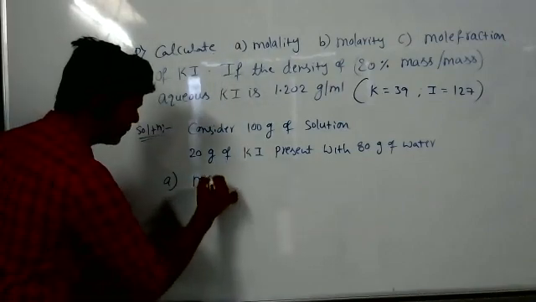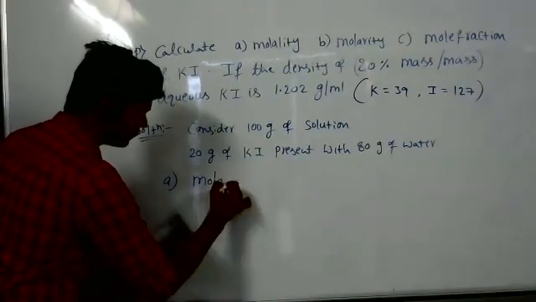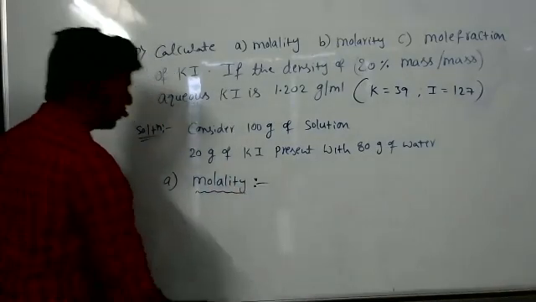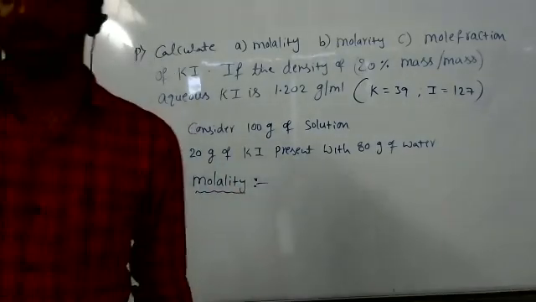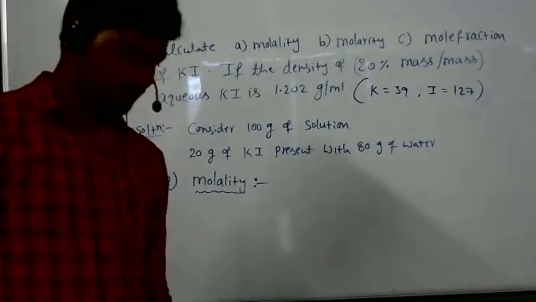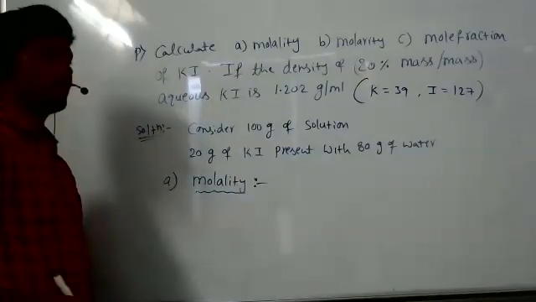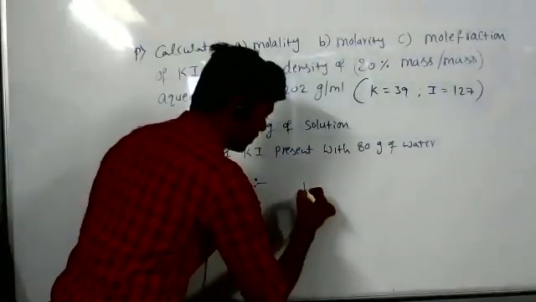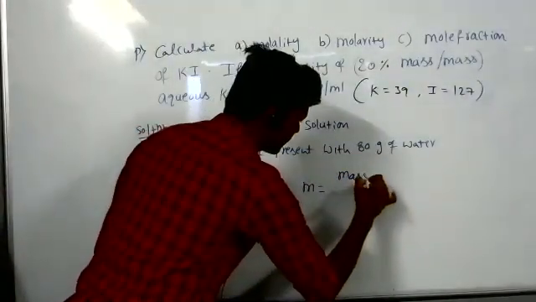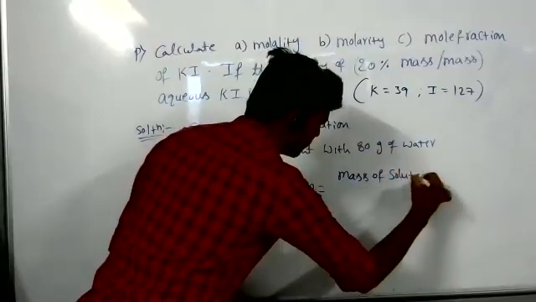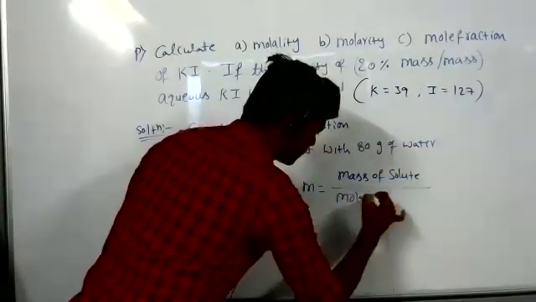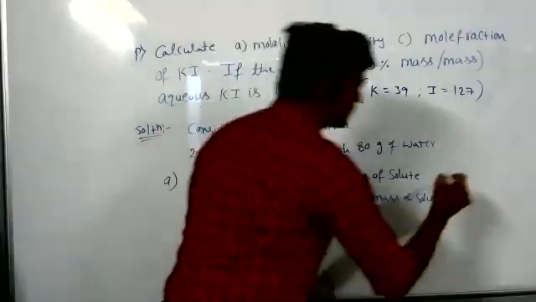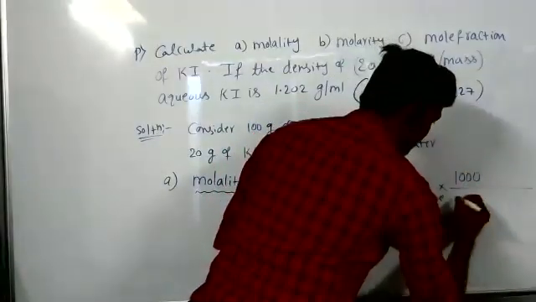What is the formula of molality? Risha. Yes, sir. Molality is number of moles of solute divided by mass of solvent. Very good. So I'm writing the full formula here: mass of solute divided by molar mass of solute, into 1000 by mass of solvent.